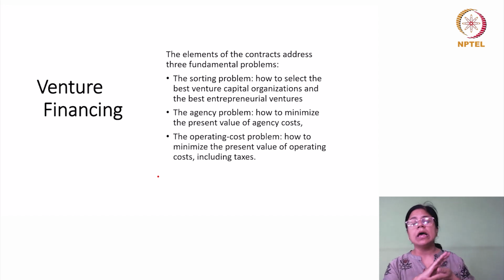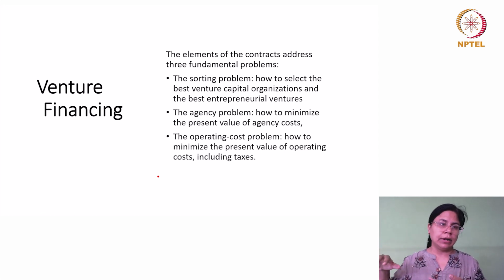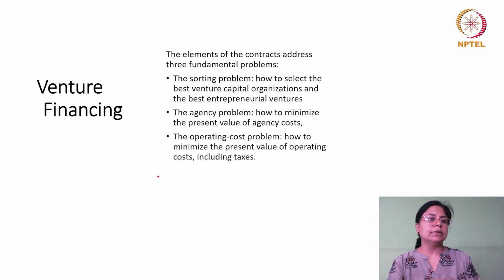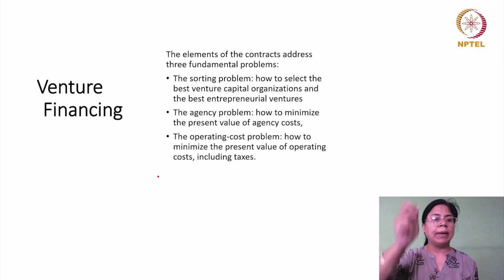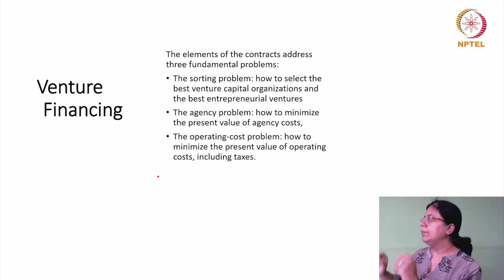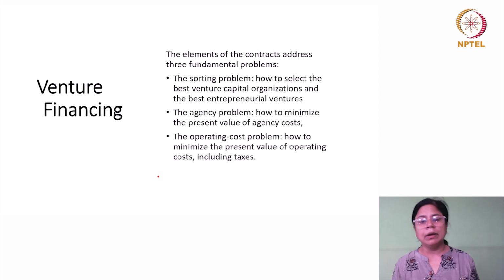Here the idea is, you have various projects in front of you, like the one we had of a bottle. Somebody may have a drone in mind, somebody may have a robot which will go and paint the walls or something, somebody may have another idea of an app. So you have different options available. As a venture capitalist, you have to sort out, right? So how to select the best venture capital organization and the best entrepreneurial venture.